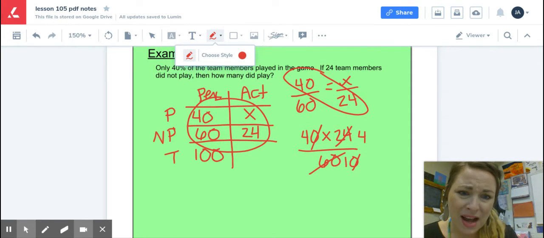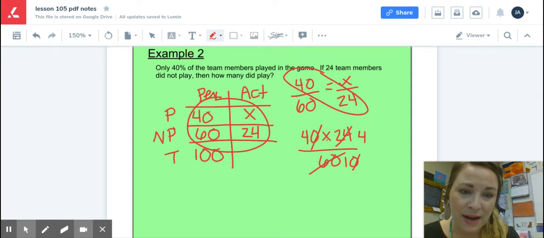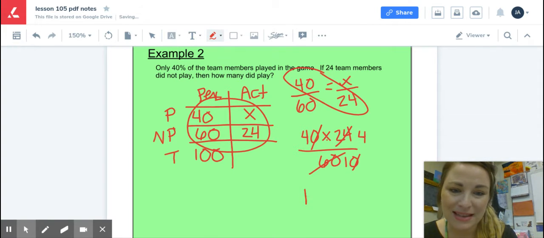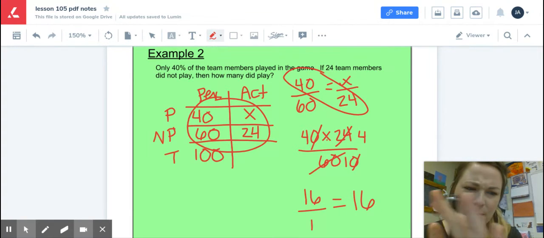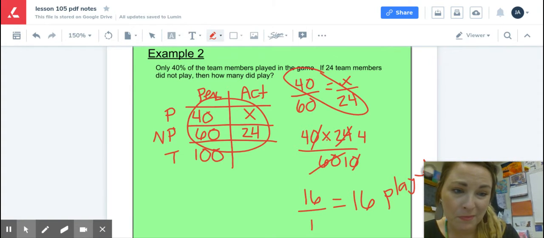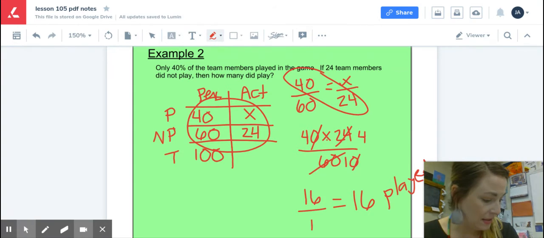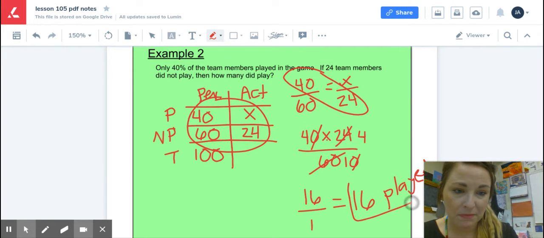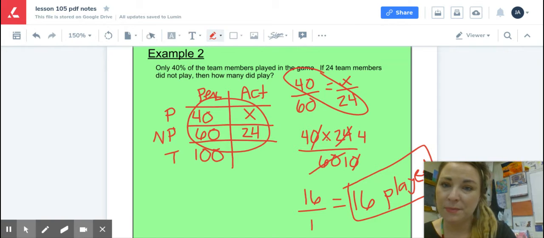Okay, so now this looks really messy, but now I have a 4 times 4 on the top divided by 1. Well, okay, so let's start with that. 4 times 4 on the top is 16 over 1. Anything over 1 is 16. We've reached an answer of 16, but now we need to figure out what exactly is our label. How many did play? I would say 16 played. Yeah, okay. Let's try another one.